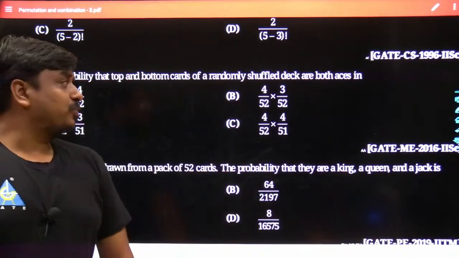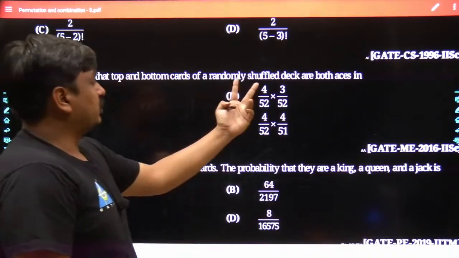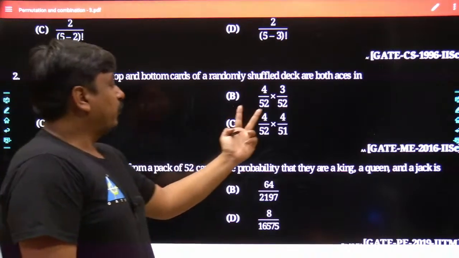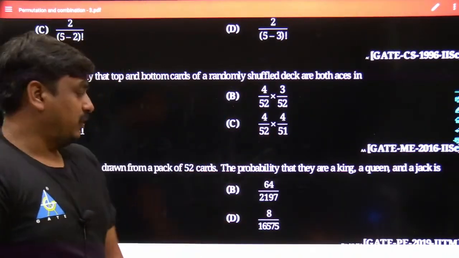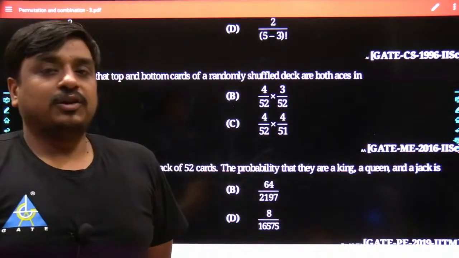Four different options were attached along with this problem. 4 squared over 52 squared, 4 into 3 divided by 52 squared, 4 into 3 divided by 52 into 51, 4 squared divided by 52 into 51. Tell me what would be the best answer for this particular problem.